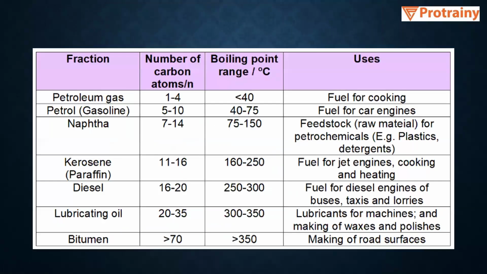So these are actually some descriptions of the fractions available in the crude oils. First one is the petroleum gas, which has a very low boiling point. So this will be extracted at the top of the distillation tower, and then going down, at the bottom we have bitumen, which has a very high boiling point. Okay, and the uses are also mentioned, that bitumen is used for making road surfaces. Lubricating oil is used for lubricating the big machines and our vehicles also.